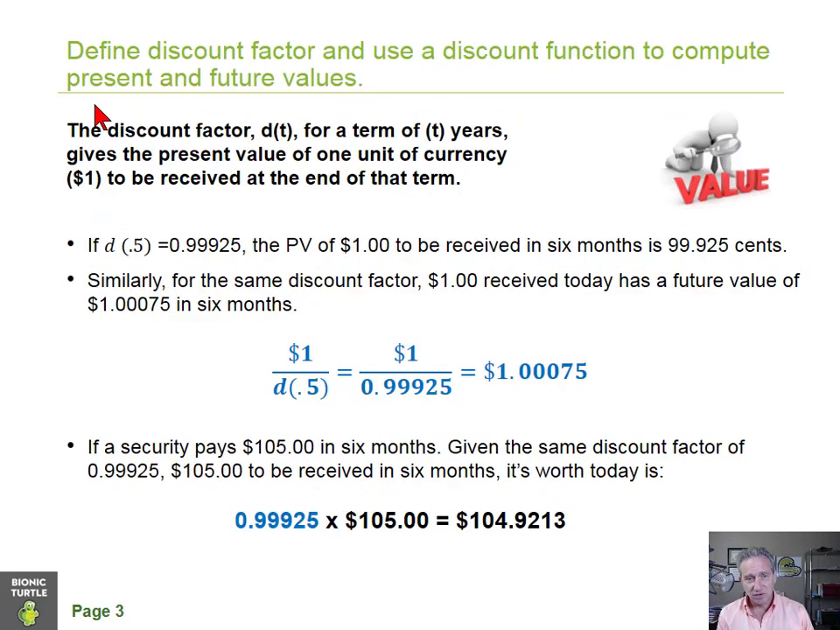And we start with defining the discount factor and using a discount function to compute present and future values. So the discount factor is really an essential ingredient. It gives us the present value for one unit of currency. For most cases, for our purposes, it's $1. So the discount factor is today's value of $1 received in the future at some point in time.